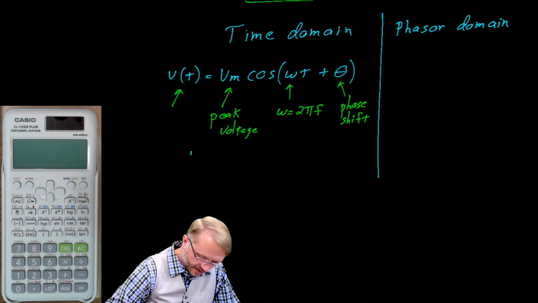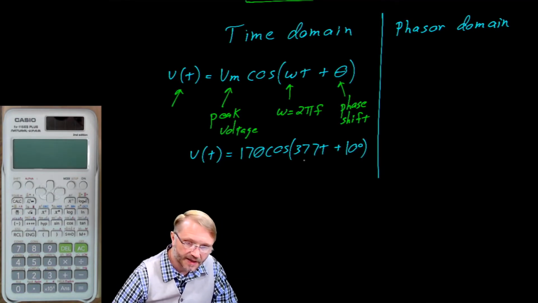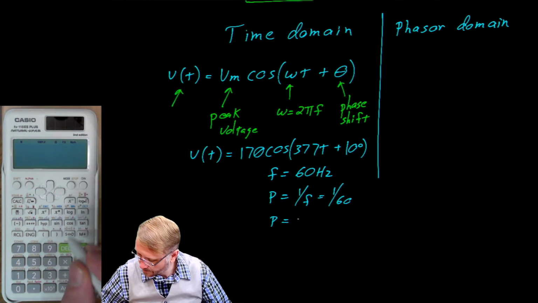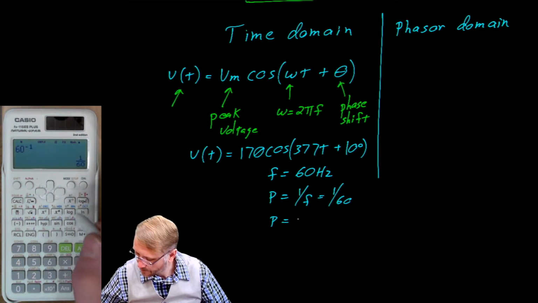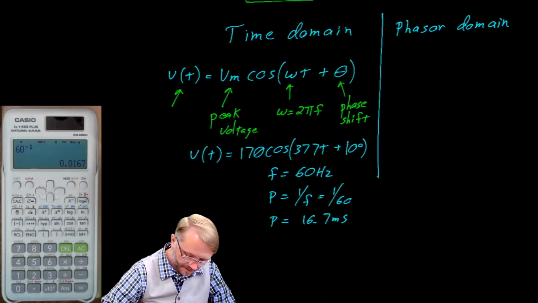As an example, V of t is equal to 170 cosine of 377 t plus 10 degrees. Knowing that omega is 377, we can solve for the frequency, which in this case would be 60 hertz. We can solve for the period, which is equal to 1 over the frequency. That's 1 over 60. So our period is equal to 1/60 second, and that should be about 16.7 milliseconds.